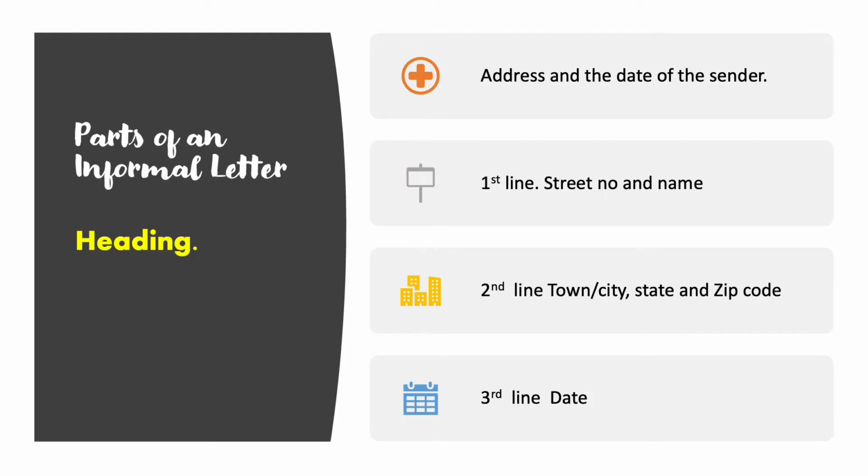Now let's see how we write the heading. The heading should consist of 3 lines in the top right hand corner. On the first line, the address and the date of the sender. You need to start with the street number and the name. Then just below the first line, you need to write the town or city, state, and the zip code of where you live. And on the third line comes the date.